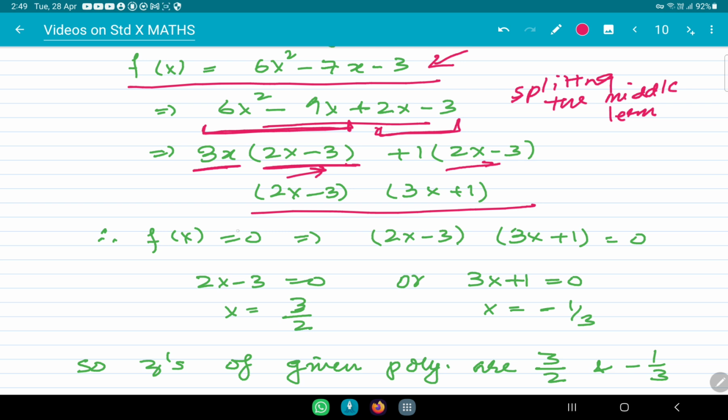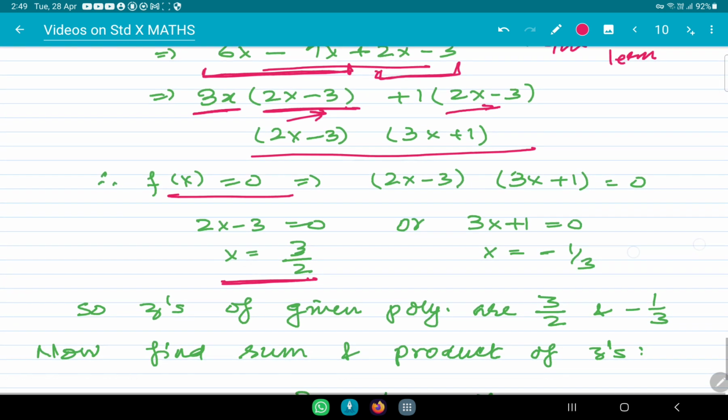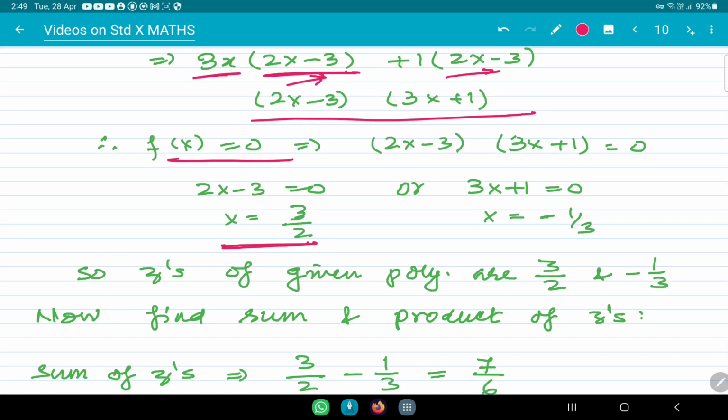Now finding zeros. So put f of x equal to 0. F of x means the given polynomial will become 0. So when we put f of x equals 0, both brackets will become 0 and we will find the values. First, 2x minus 3 is equal to 0, so x is equal to 3 by 2, as well as 3x plus 1 is equal to 0, so we get x is equal to minus 1 by 3. So what are the zeros? Zeros of the given polynomial are 3 by 2 and minus 1 by 3.